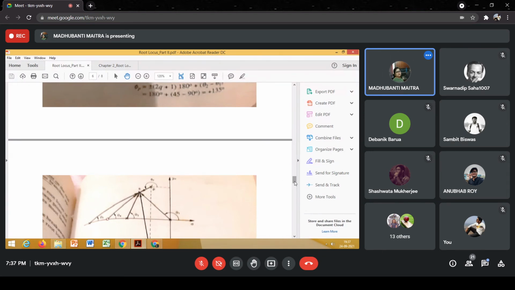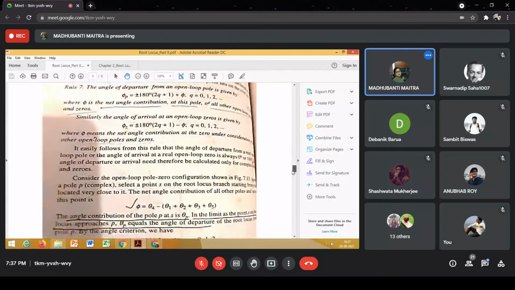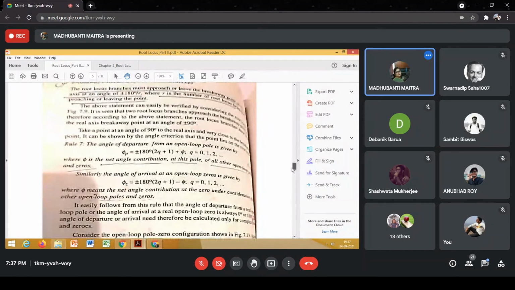So the next rule is: the angle of departure from an open loop pole is given by phi p, angle of departure, equal to plus minus 180 degree (2q plus 1) plus phi, where phi is the net angle contribution at this pole by all other open loop poles and zeros.